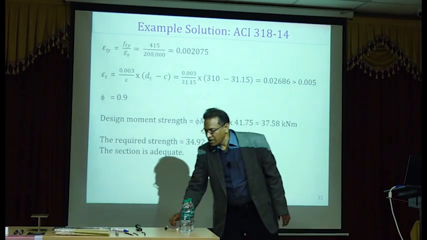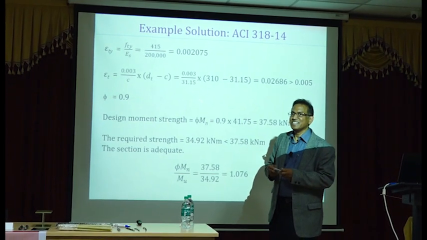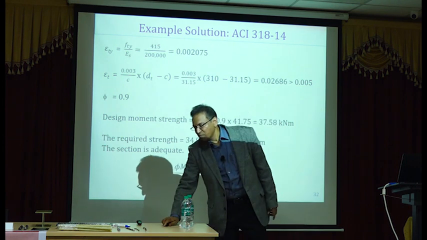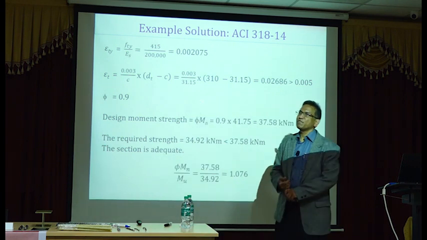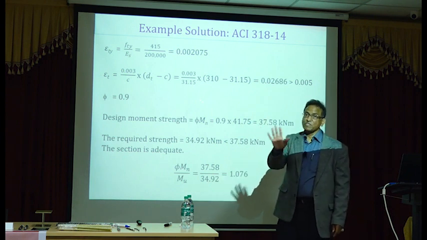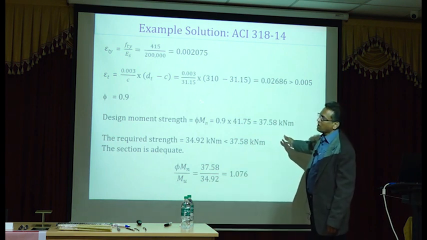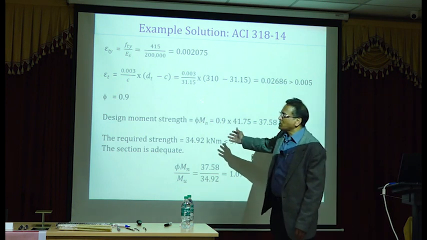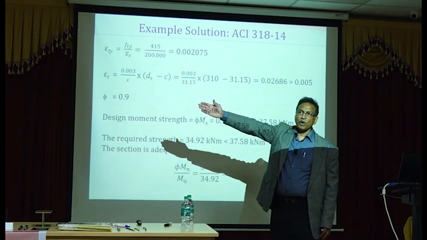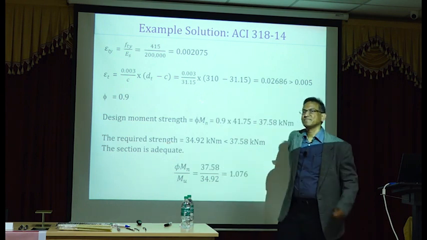Do you see what I'm trying to highlight? What I'm saying is, if you are designing the same section using IS 456 and ACI 318 with the same service loads, the moment strength of the same section is 15% more than what we need from IS 456. That's what I'm trying to say. There is such a big difference. Okay?